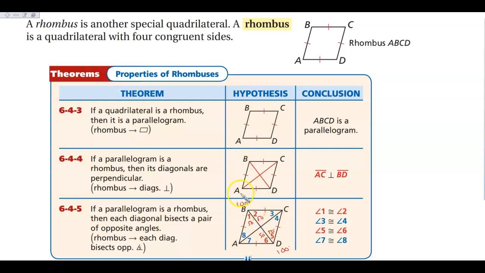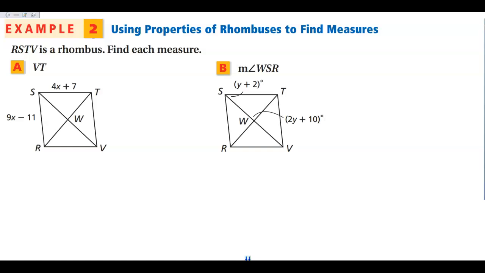All right? So our extra properties for a rhombus and for a rectangle deal with diagonals. So the diagonals of a rectangle are congruent, the diagonals of a rhombus are perpendicular, and they bisect the opposite angles. All right, so again, lots of properties. We need to make sure we are learning which ones go with which shapes.